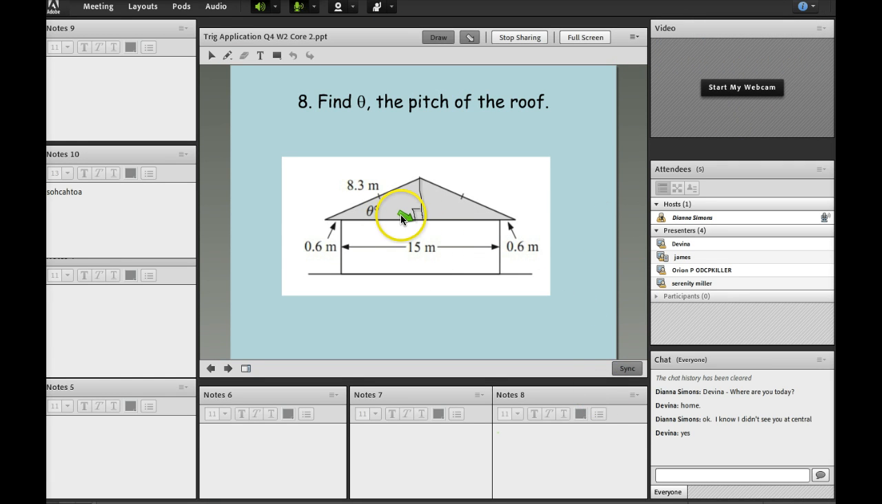Okay, so that's what we want, right? We're going to split it in half. So what is this length then? We've split this thing in half. What's that length? 15 divided by 2 plus 0.6. Do you see that? Because the 15 is only this part, the width of the house. Make sense? So it's 7.5, because that's 15 divided by 2, plus 0.6.